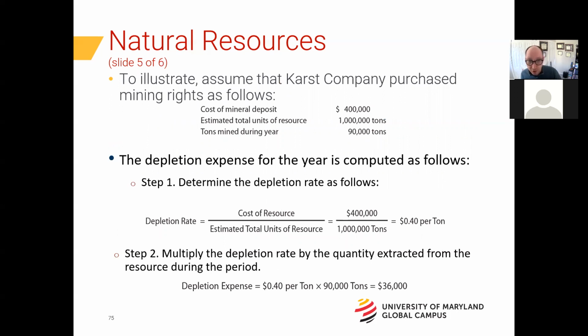We have the cost of acquiring the mineral deposit, 400,000. We estimate we will be able to extract 1 million tons from the earth, and we will be mining 90,000 tons per year. So our depletion rate is the cost of the natural resource, 400,000, divided by 1 million tons, which is the estimated amount of the resource we'll be able to get out of the earth. That's 40 cents per ton. 40 cents per ton times 90,000 tons we expect to mine during the year is $36,000 of depletion expense.